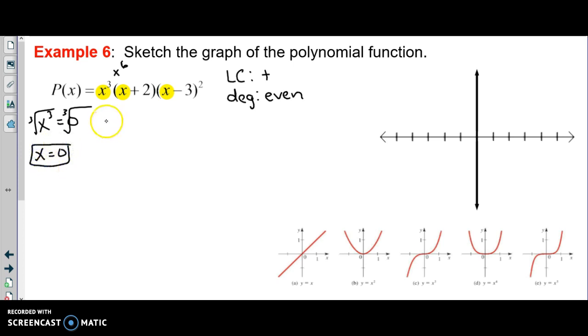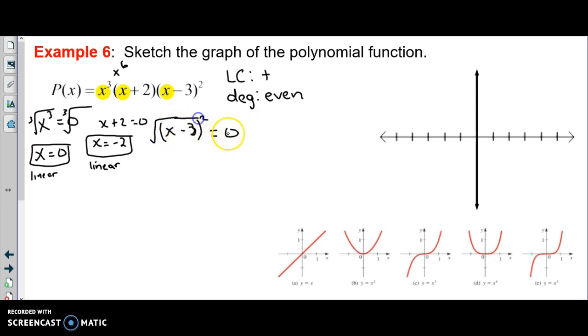Then I'm going to look at the second part that says x plus 2. Set that equal to 0. I get x is equal to negative 2. So right now I'm going to write linear and linear because I already know those shapes. And then I'm going to look at the last one that says x minus 3 squared and set that equal to 0. Remember, solving this, I can take the square root of both sides. Those cancel. And I'm left with x minus 3 equals 0.